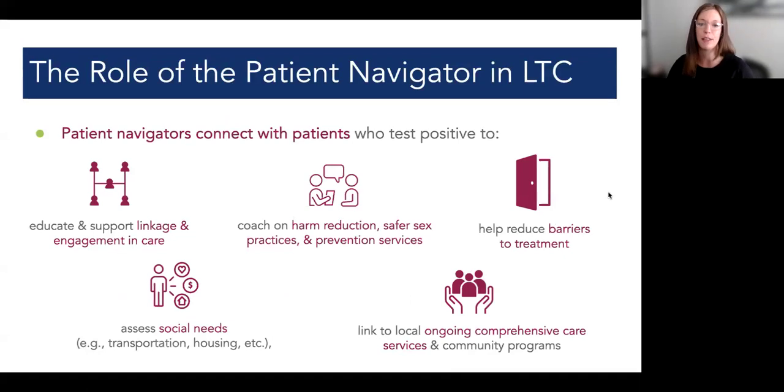Next, we wanted to highlight the role of the patient navigator in linkage to care. The role of the patient navigator is essential to the success of an ED screening program. Patient navigators connect with patients who test positive to educate and support linkage and engagement in care by contacting referral organizations on the patient's behalf to schedule appointments. They also coach patients on harm reduction, safer sex practices, and prevention services. In addition, they help reduce barriers to treatment and assess social needs like transportation or housing. And lastly, they link patients to local ongoing comprehensive care services and community programs. Next slide.